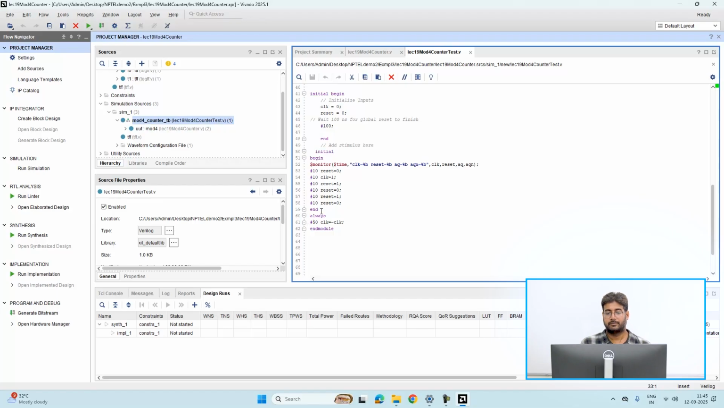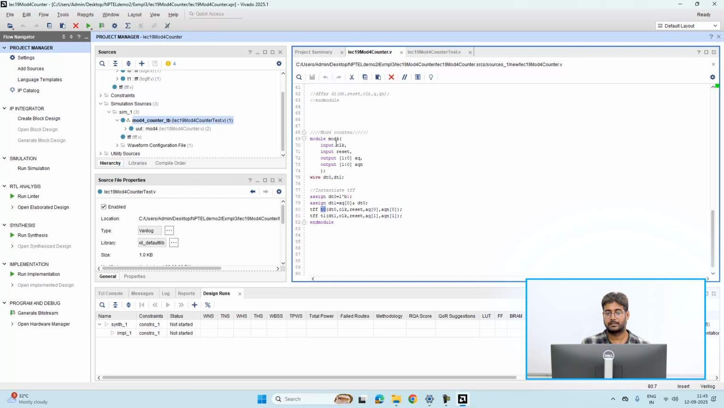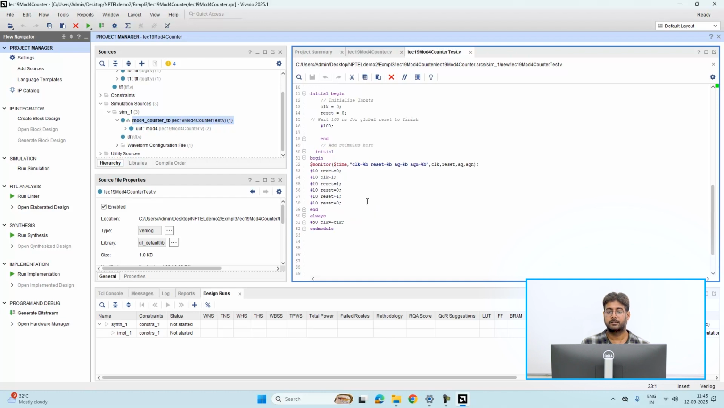Then we will end this block, and using an always block, we will be defining a clock which is of 100 nanosecond time period. As it is a sequential circuit and it has a clock input also, we need to define a clock using an always block. And then we will end the module.